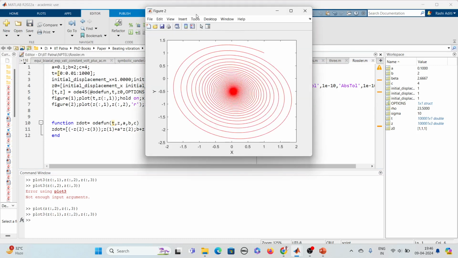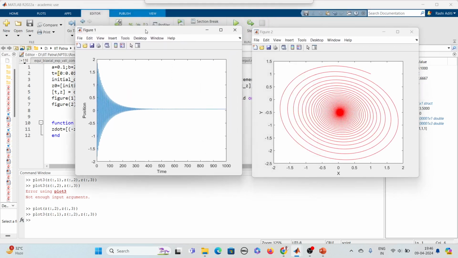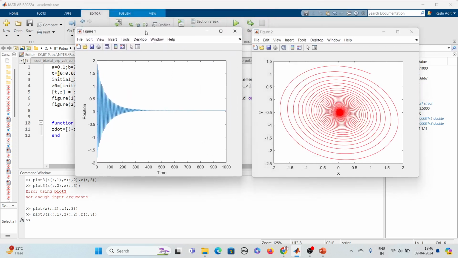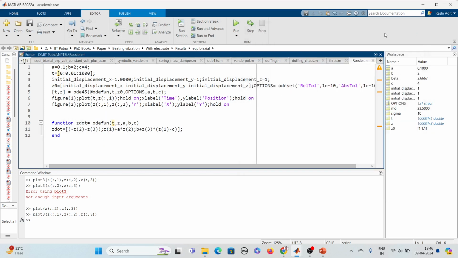See, can you see the system is actually settling at 0? System is actually settling at 0. Correct? Now we'll increase it to, let us say, 0.2.